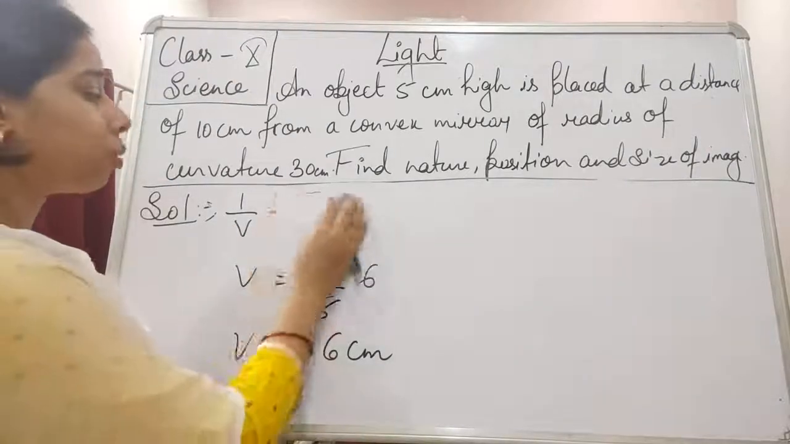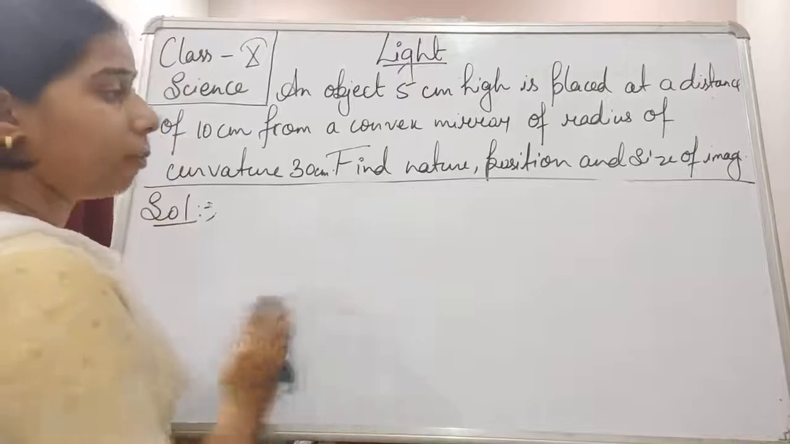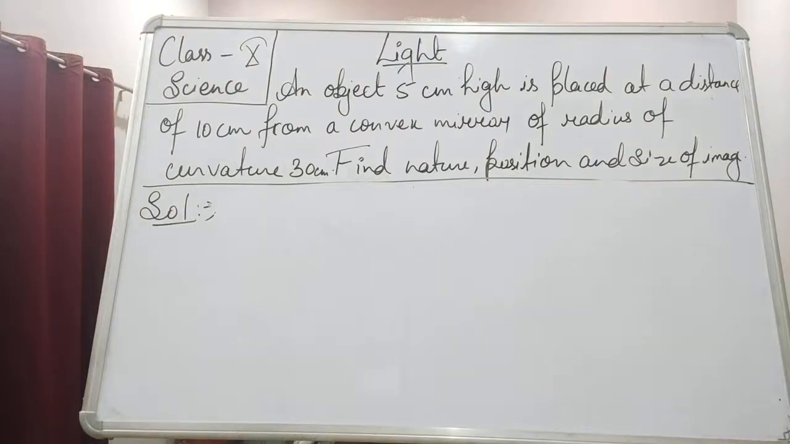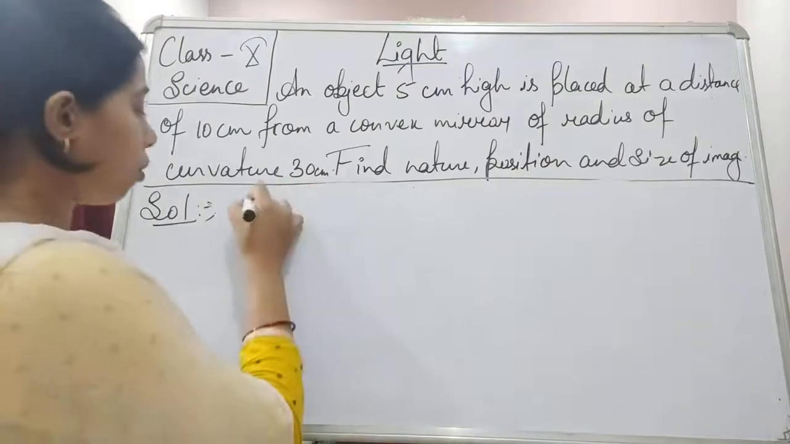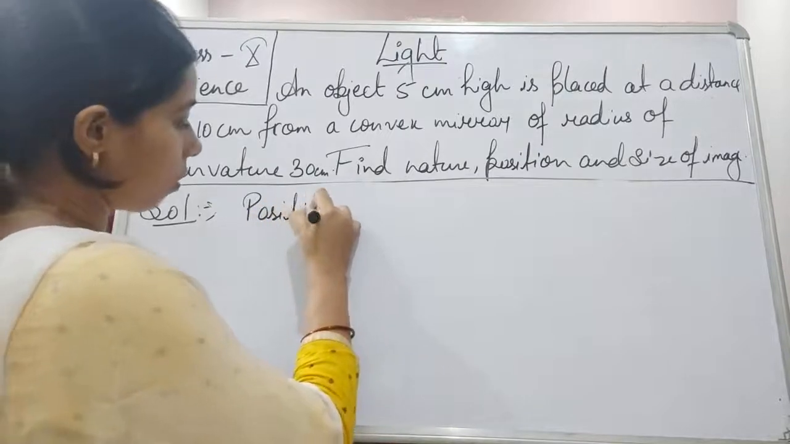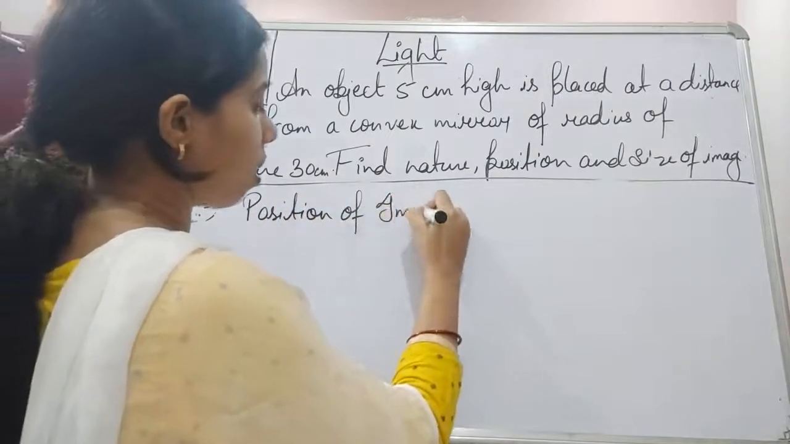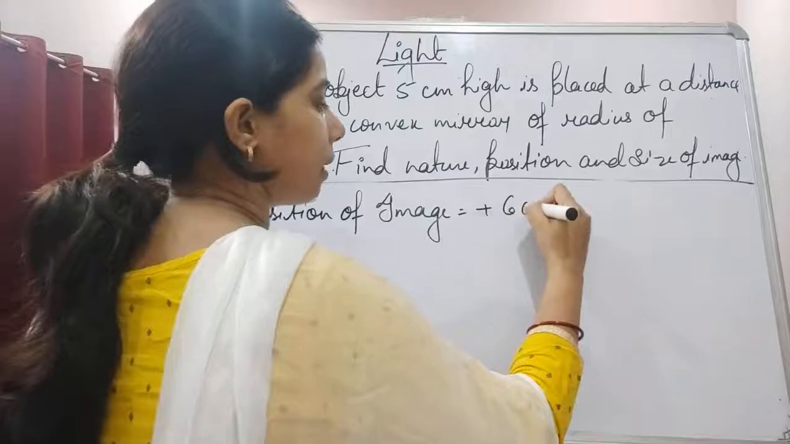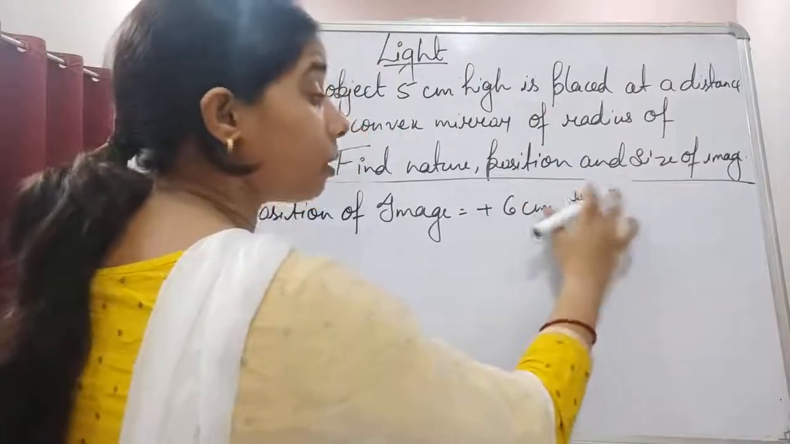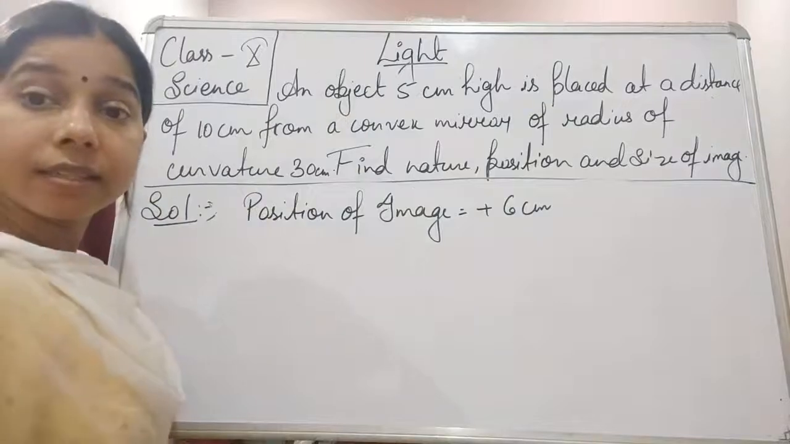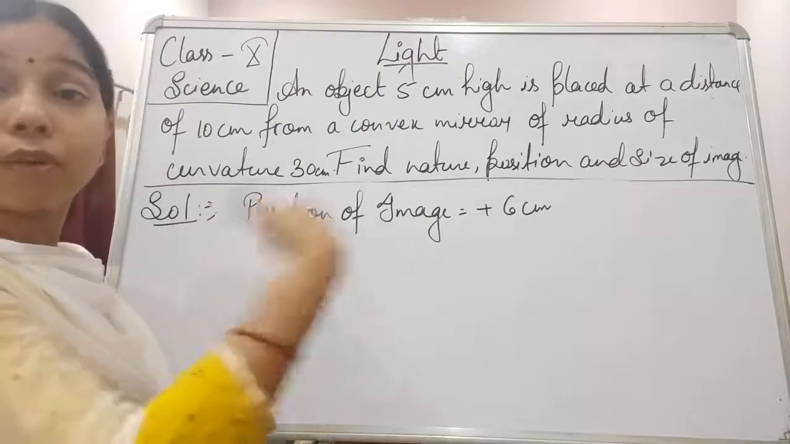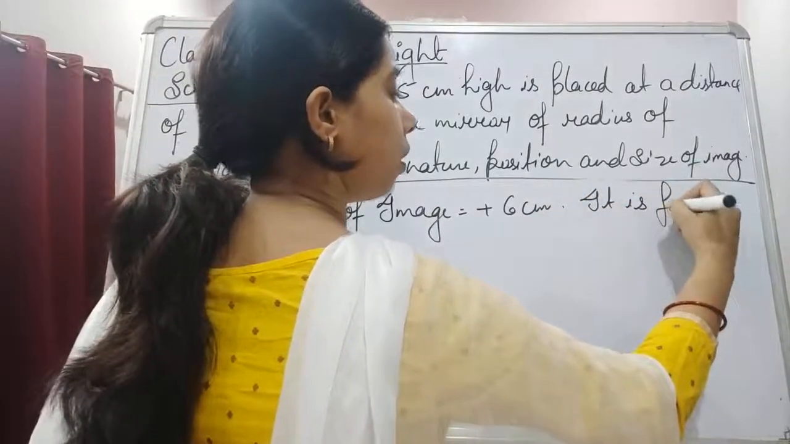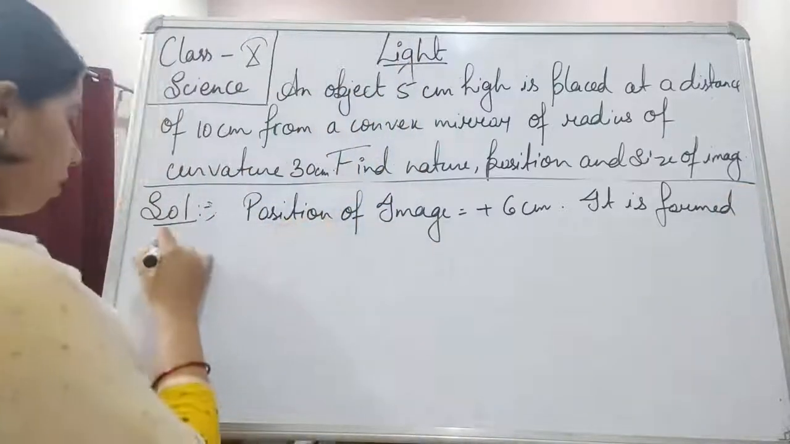So the position of the image is plus 6 centimeter. Now the nature. The position of the image will be equal to plus 6 centimeter behind the mirror. If it is plus, students, what does it tell? It tells that the image is actually forming at the right side. It means it is formed behind the mirror.